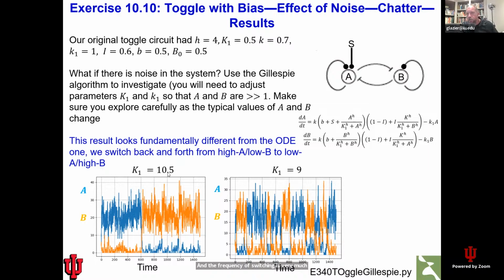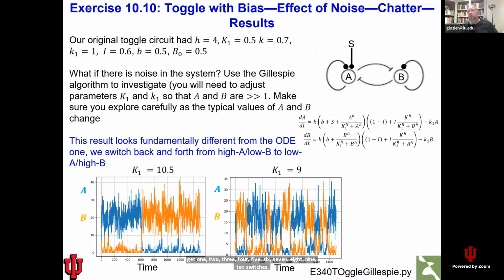If I make K1 equal to 10.5, in this case for my simulation, again I don't know quite why the time scale is different for yours and mine, over a time scale of 1400, I get one switch. If I make K1 equal 9, which is not a big change, I get 1, 2, 3, 4, 5, 6, 7, 8, 9, 10 switches.